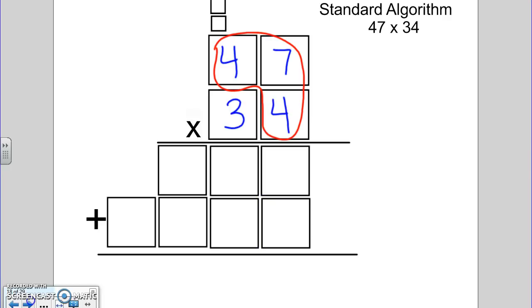Now we ask ourselves, what is 7 times 4? You're right, 28. So we're going to put our 8 and carry our 2. Next, we're going to multiply our two 4s. So 4 times 4 is 16, but we cannot forget about our 2. 16 plus 2 is 18.